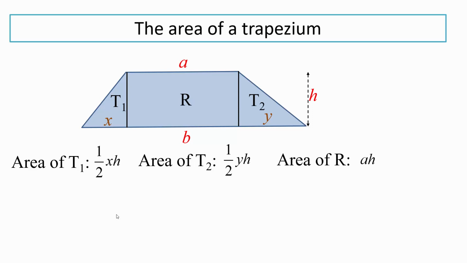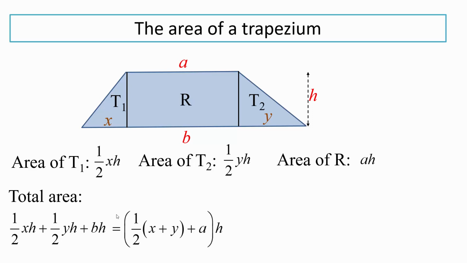Now we want the sum of those three areas. There it is, total area. Can we simplify that? We can take out a factor of a half and H, and that's what it would look like. Now, we can simplify it some more because X and Y are not part of the final formula. Can we express X plus Y in another way? X plus Y, if you think about it for a moment, is the same as B minus A, isn't it? So there's our formula, almost complete.